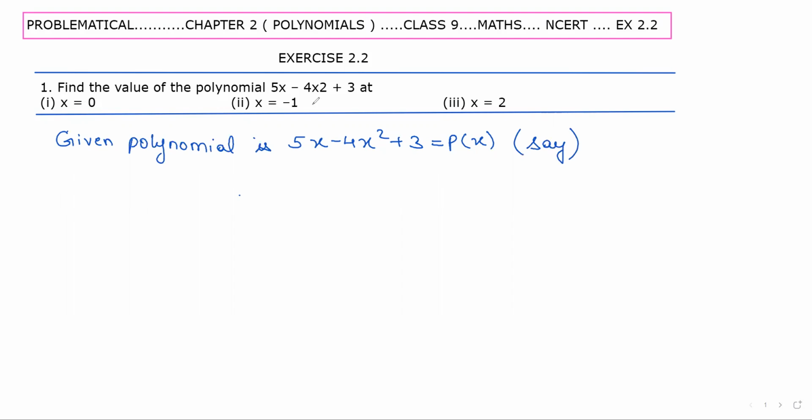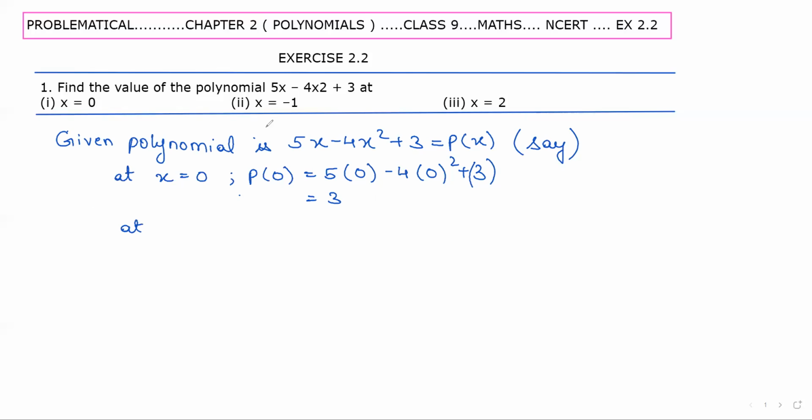You have to find this expression's value at a specific value of x is equals to 0. At x is equals to 0, P of 0 will be equals to 5 into 0 minus 4 into 0 square plus 3. These two terms will be 0. You're left with 3. That's your answer.